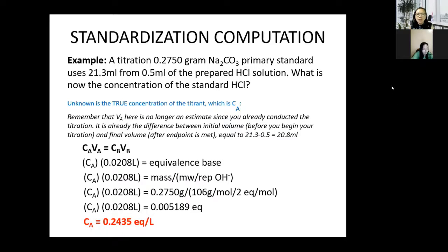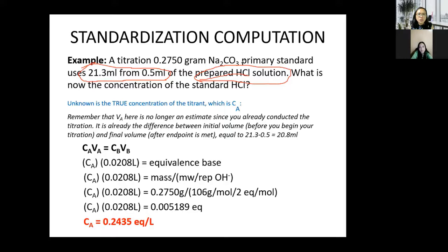Okay. So, here, we have the standardization procedure. Suppose we're done with the titration, and now we have a volume. Whose volume is this? The 21.3 from 0.5. That's the volume of the prepared hydrochloric acid. It's not yet the true concentration. We can't call it the titrant yet because its concentration is not yet correct. It's only the prepared one. So the prepared hydrochloric solution is not yet a standard hydrochloric solution. When it's prepared, its concentration is not yet correct. When it's standard, that's when it's really the titrant, and its concentration is correct.